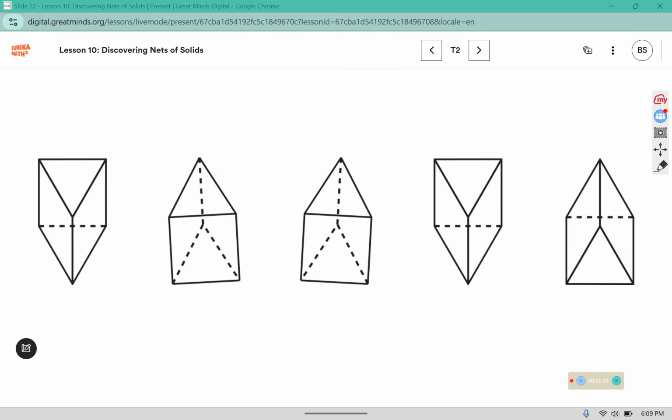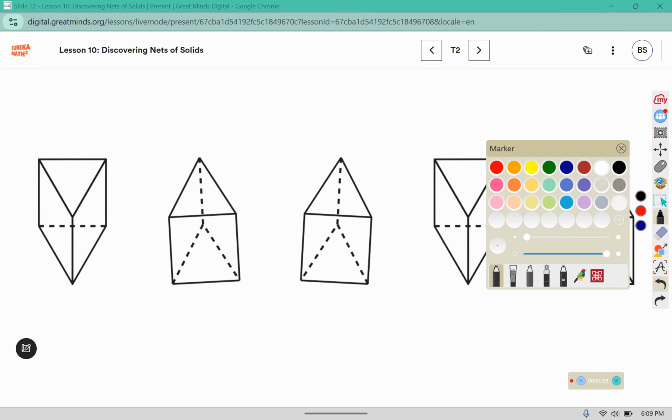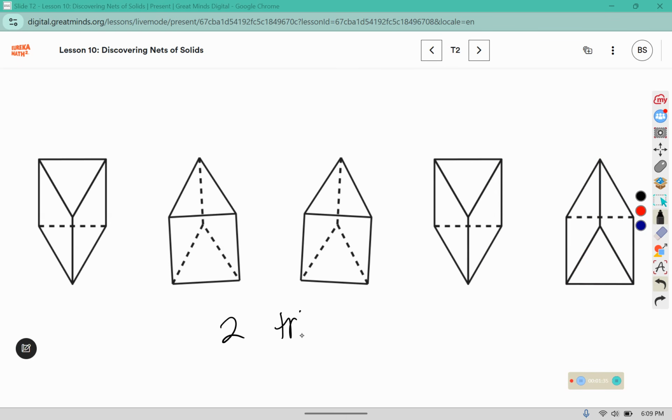These figures all show the same triangular prism from different perspectives. What are the shapes of the bases? We have a triangle on the top and on the bottom, and we have a rectangle around the sides. So there are 2 triangles, which are identical triangles, and 3 rectangles.